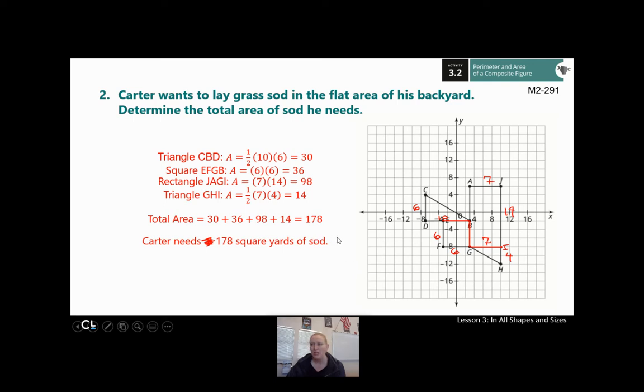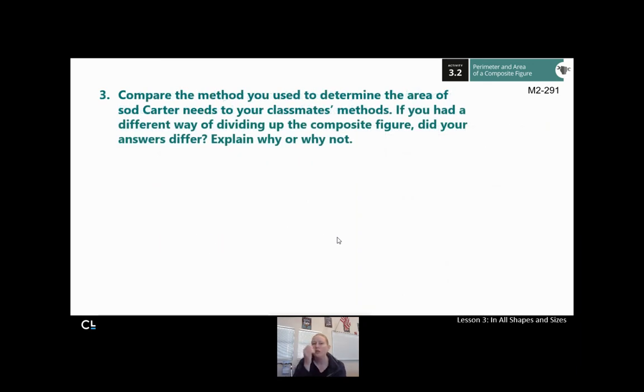Do you remember when I said earlier that you may have chopped it up a little differently, right? I mentioned that earlier, right? Can you compare the method you used to the method I used? And if you divided it differently than I did, were our answers different? And just tell me why or why not. Go ahead and hit pause, write down your thoughts on this, comparing your method to my method, and then hit play when you're ready to keep the discussion going.